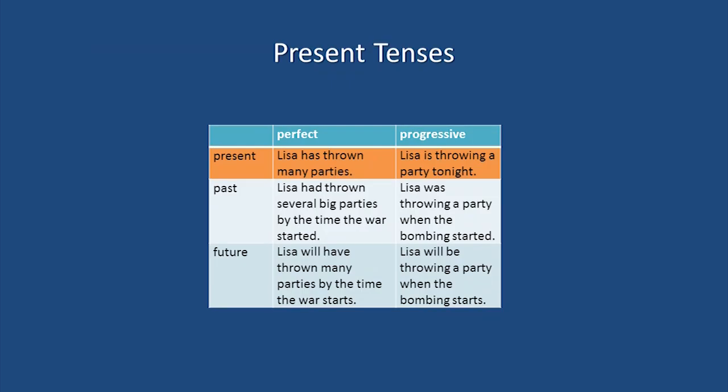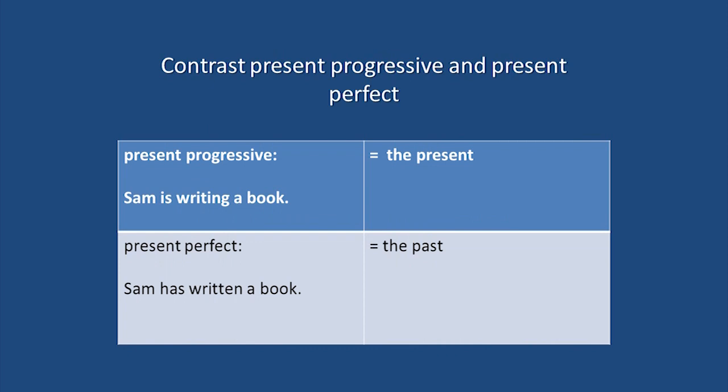Let's look next at the present perfect and the present progressive. There's a stark contrast here too. The present progressive means right now, but the present perfect means the past. The present is now, and perfect means before. So present perfect means before now. That's the past.